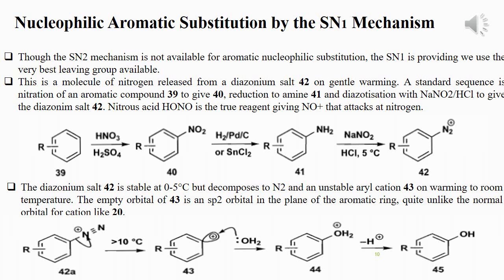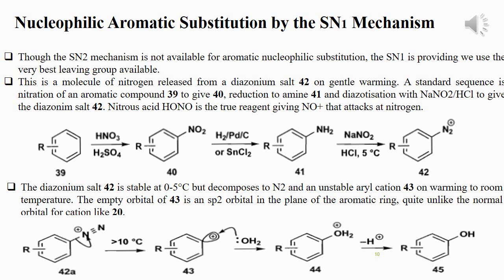Nucleophilic aromatic substitution by the SN1 mechanism. Now, how does the SN1 mechanism take place? SN1 means unimolecular nucleophilic substitution, which means there is only one molecule in the rate determining step. The leaving group leaves first and then the attack of the nucleophile takes place.